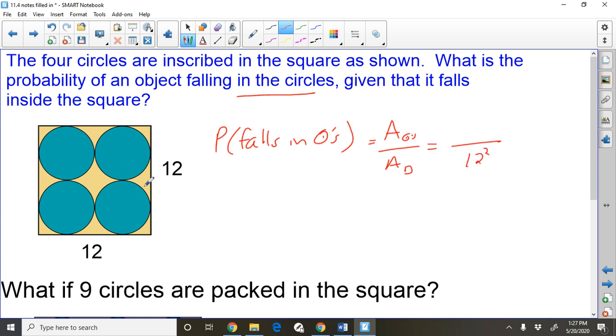The area of the circles is what I need to find out. I have 4 circles, and I need to figure out the radius of each circle. Because they are tangent to the edges and to each other, the radius is 1/4 of the way across the square, which is the length of 3. So I have 4 circles whose area is each pi times 3 squared. That's 9 times 4 is 36 pi with a denominator of 144. This can be reduced. 36 over 144 is 1/4. The answer is pi over 4, which is approximately 78.5%.